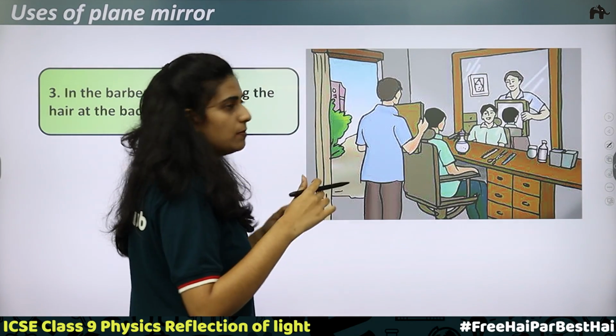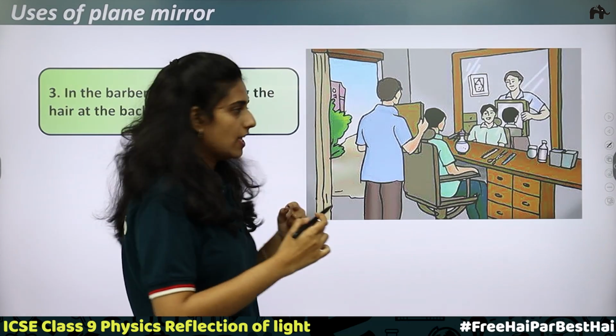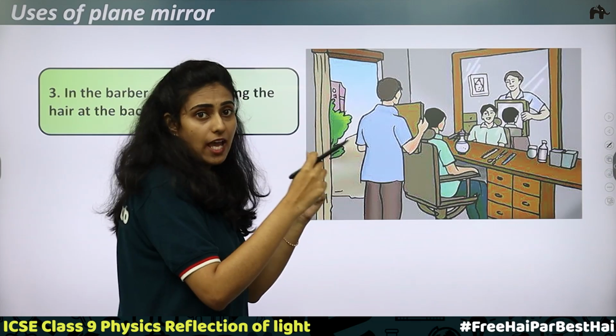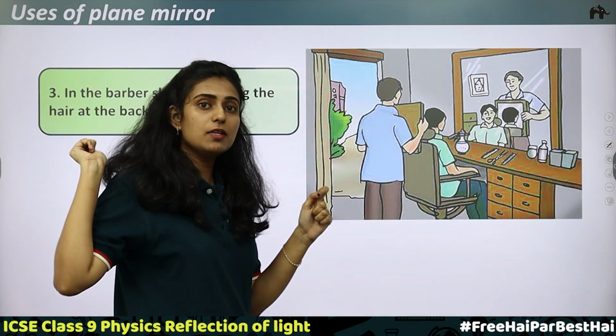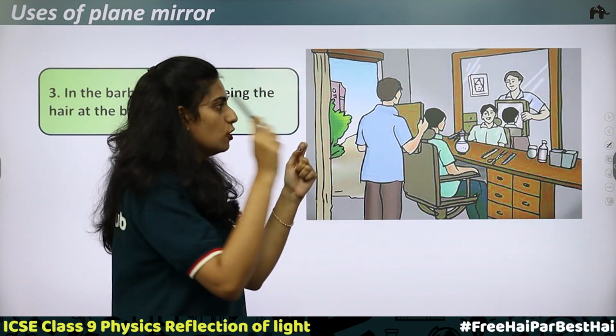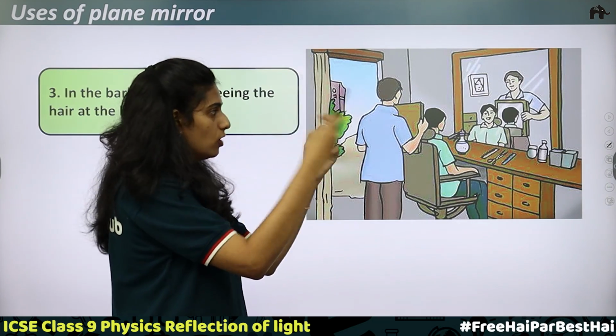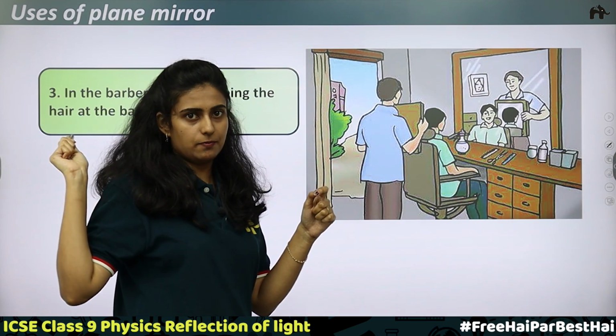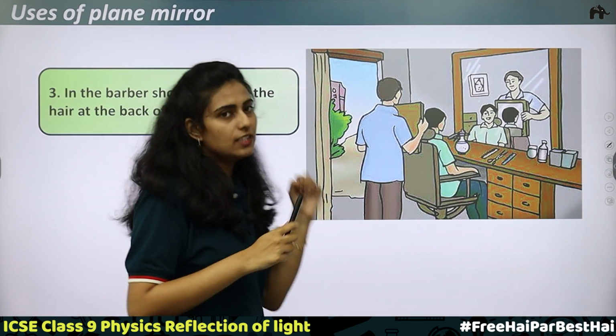Hold the mirror in your hand and stand in such a way that another mirror is on your back side. Then you will be able to see, in the mirror which you are holding in your hand, the image of your back side. Okay, so this is the third application.